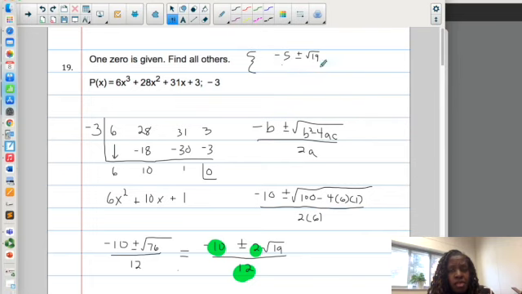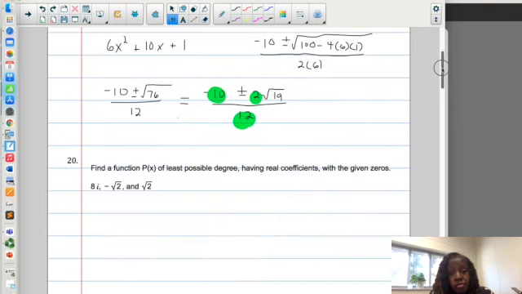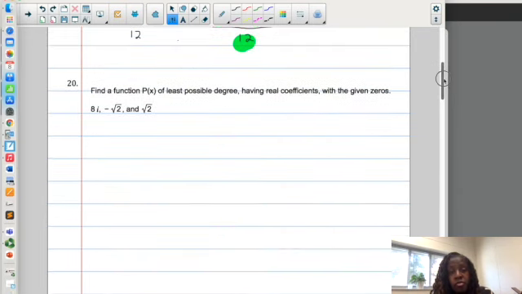Now, are you to do any other thing? Should you write it separately? Do I include the -3? It said find all others. So since it already gave you one, it's not necessary that you put the -3 in there. So be mindful of that. You don't want to get any points taken off because you chose to do something extra. Don't be extra. Doesn't pay.